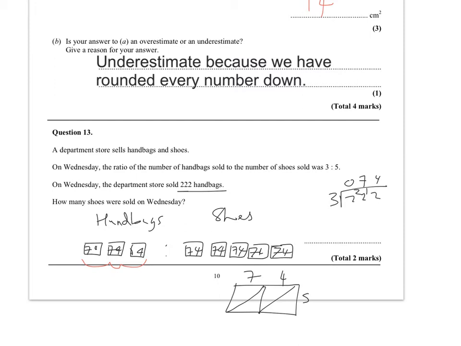5 times 4 is 20. And 7 times 5 is 35. Add up the diagonal rows, so this one gives us 0. This row here gives us 7. And this one is 3. So 370 shoes were sold on the Wednesday.